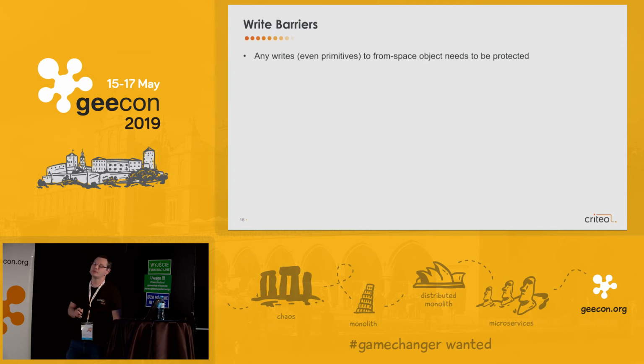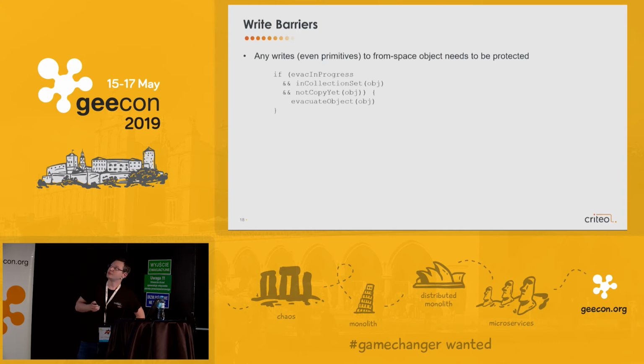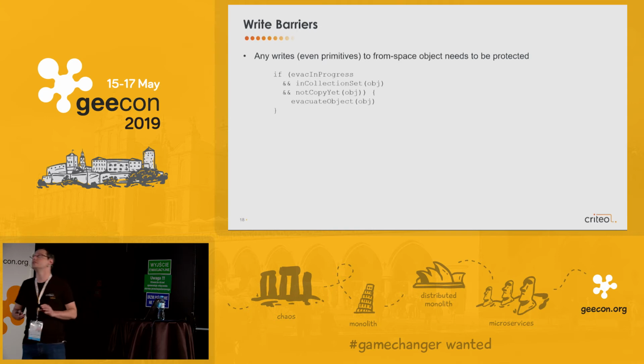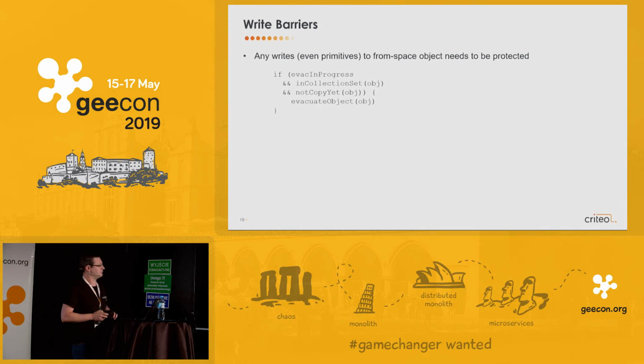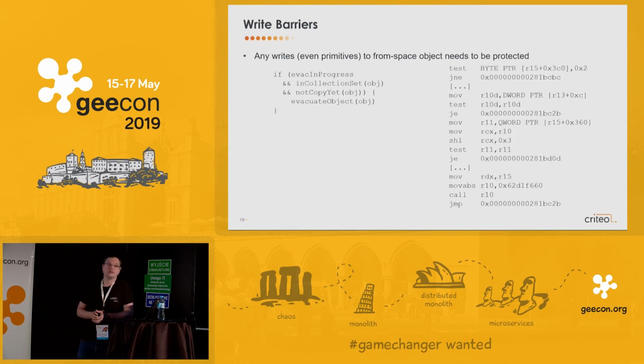Now, for the write barriers, I said any writes, even for primitives, so if you have an int field, there is this write barrier that will jump in to make sure that we have not broken the two-space invariant. So that's the pseudocode of this write barrier. If we have an evacuation in progress, and the object is in the collection set of the region that I want to evacuate, and if there is no copy yet, then we evacuate this object like I said previously. So that's the JIT code that is emitted for each write barrier.